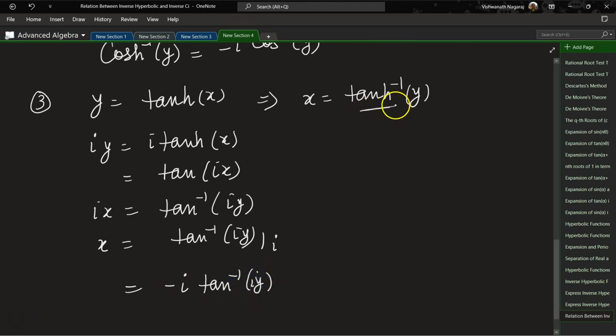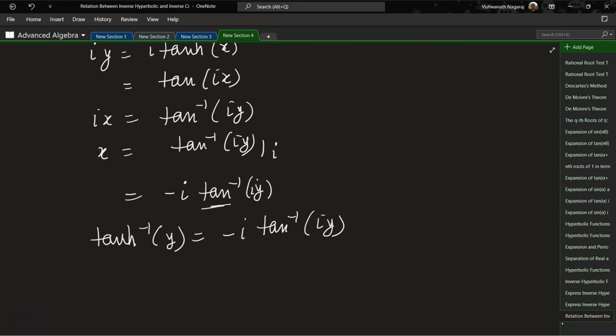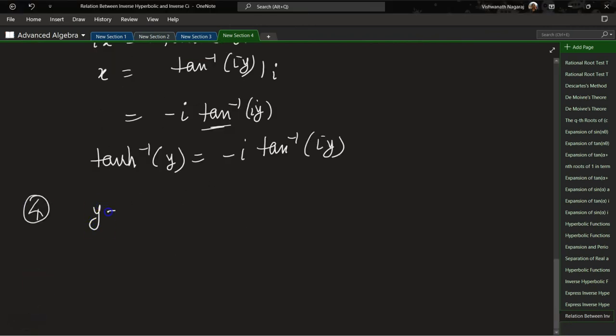Again, this and this, they are equal to x. So which means they are equal to each other. So hyperbolic tan inverse of y is equal to minus i tan inverse of iy. That was hyperbolic tan. Let's do the fourth one. y is equal to hyperbolic cosec of x, which implies we can write it as x is equal to hyperbolic cosec inverse of y.